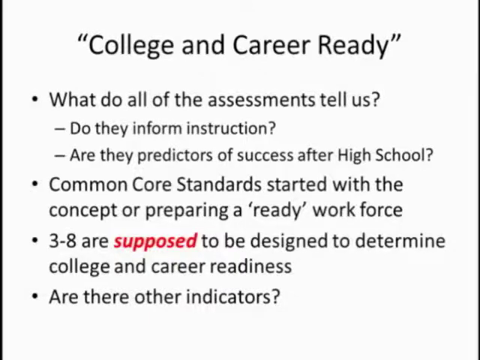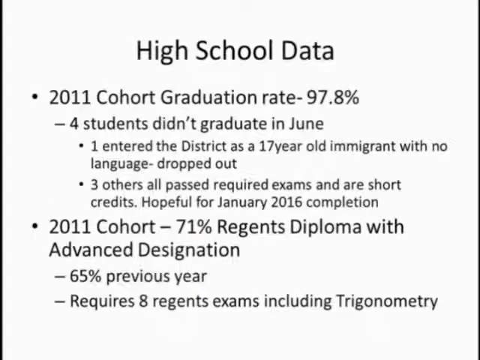Well, let's look at our graduating class from last year. We had a graduation rate of 97.8. That means 4 students didn't graduate. One of them came to the district as a 17-year-old immigrant that did not speak English. And when you're 17, starting high school, the odds of you completing are not very good. But they still count as a dropout.